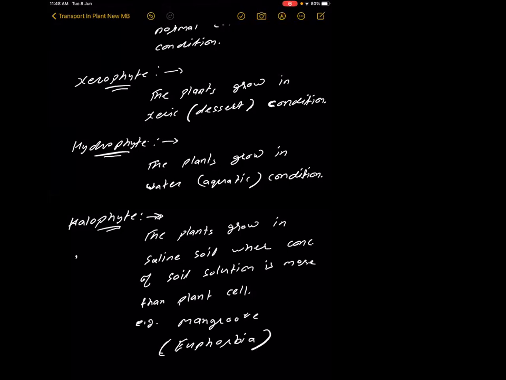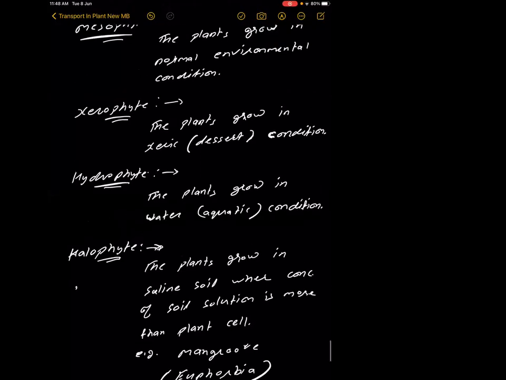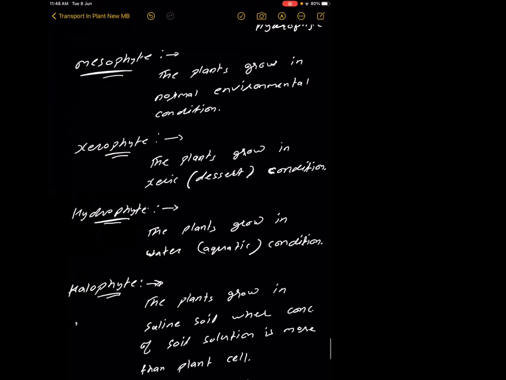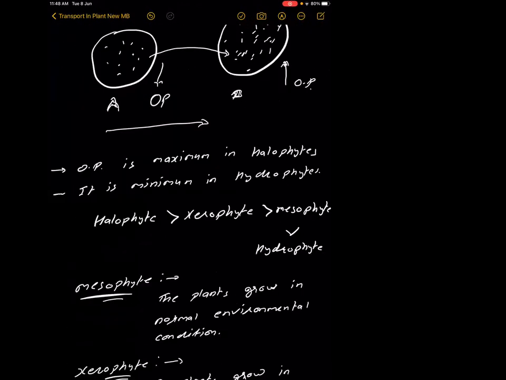They have different types of habitat. Their habitat is different: mangrove environment, mangrove soil. So they have some adaptations to survive in that condition. These are halophytes. So halophyte, hydrophyte, xerophyte, mesophyte. Halophytes have maximum osmotic pressure to maintain equilibrium with the soil solution. In short, osmotic pressure is maximum in halophytes and minimum in hydrophytes.